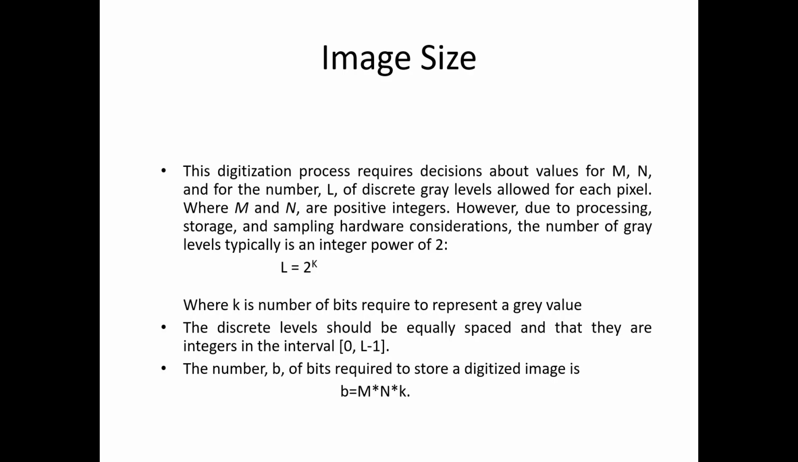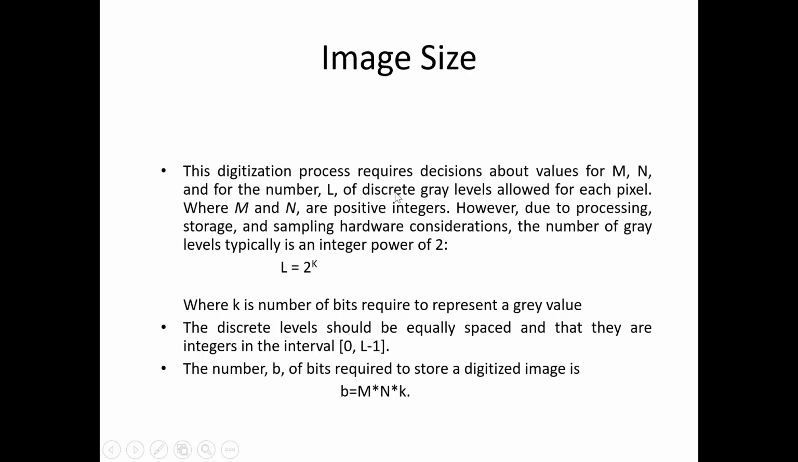Let's suppose we are asked how many bits are required to store a digital image. You can calculate it with the help of a few operations. First of all, you have to find out the resolution of the image, and for that you require these terminologies: M comma N. M is the total number of rows of the image matrix. N is the total number of columns. And the third one is L. L is what? L is the discrete gray levels.